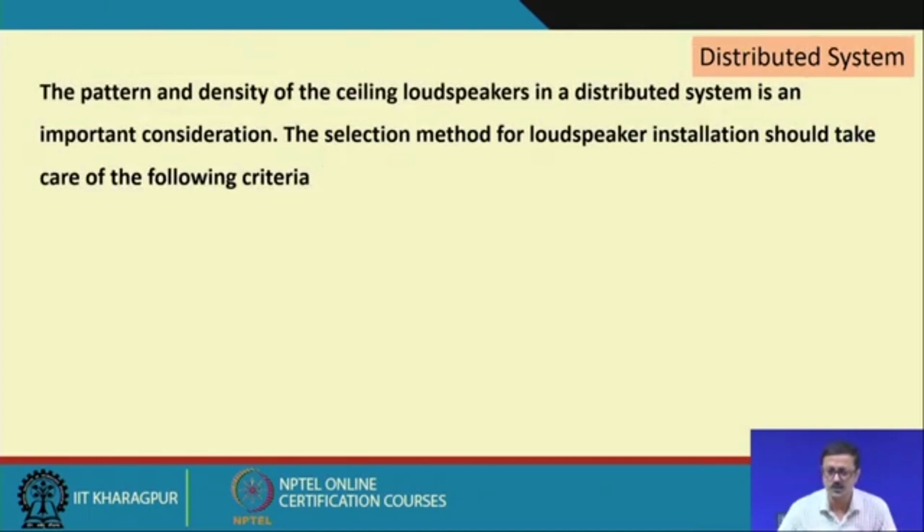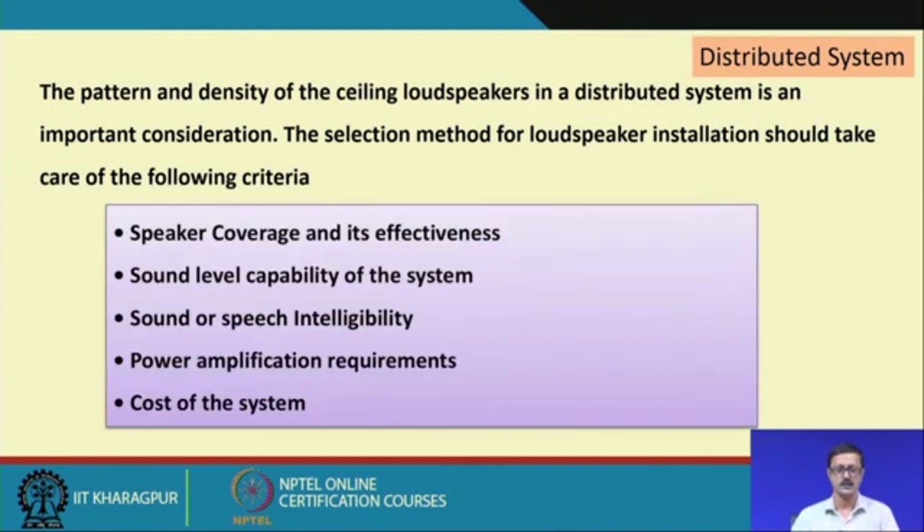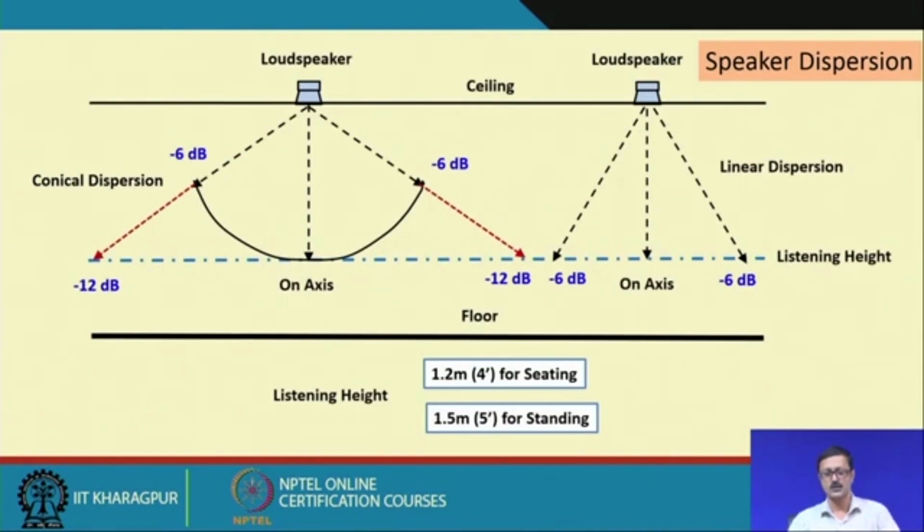The pattern and the distribution system are important, and for the selection method, the criteria for the design of any loudspeaker system are speaker coverage angle and its effectiveness, sound level capability of the system, sound and speech intelligibility, the power amplification quality, and of course, the cost of the system. So, we will discuss how the speakers can be arranged in a distributed system.